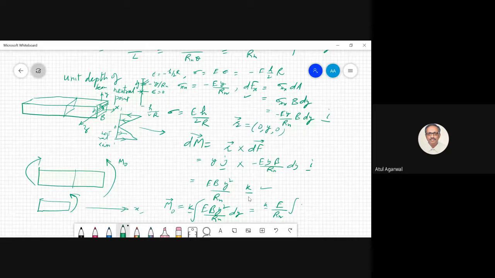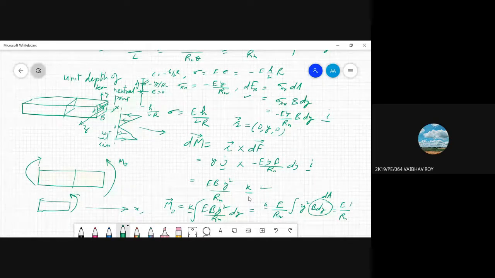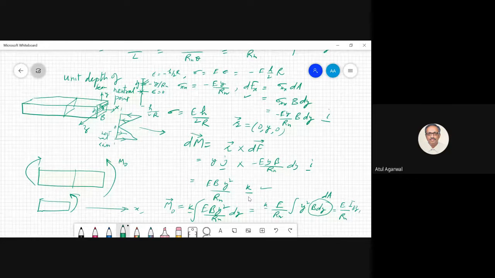Integral y square b dy. B dy is nothing but dA. So what is y square dA? Anybody? Sir, area moment of inertia. Yeah. So this is the moment of inertia. Can you call it IZZ? What is y square? Y is the distance from the z axis. Here y is the distance from the z axis. So this is IZZ. Y is the distance of this strip from the z axis.